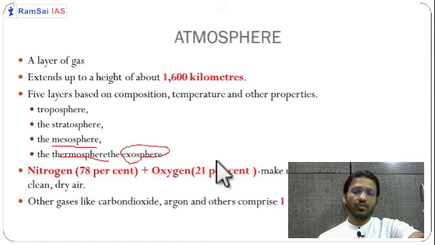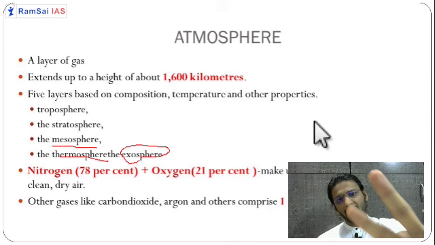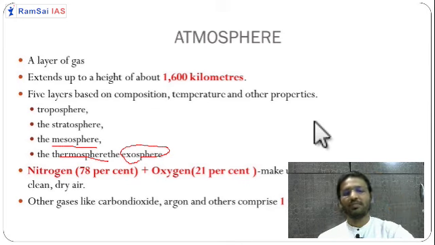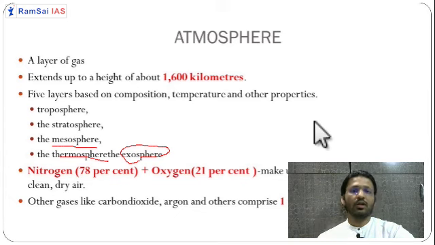If we see the composition of the atmosphere, 99% of the atmosphere is made up of 2 gases, nitrogen and oxygen. Nitrogen is 78%, oxygen is 21%, and 1% or less are the other gases. That is, you have carbon dioxide, other inert gases like argon, and some other minute gases.